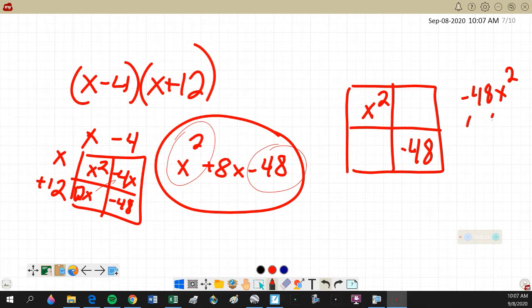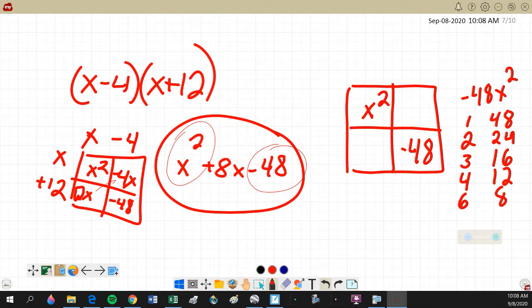So 1 times 48. And then 2 goes into 48 24 times. 3 goes into 48 16 times. 4 goes into 48 12 times. 5 does not go in. 6 and 8. And 7 does not go in, and now I'm to number 8, and I already have an 8, so I can stop. Okay? Now, can I use one of those sets to create a positive 8? Which one? 4 and 12.